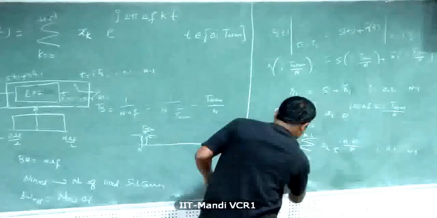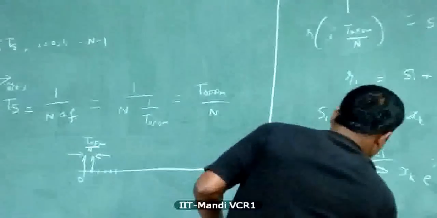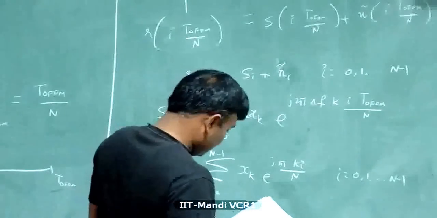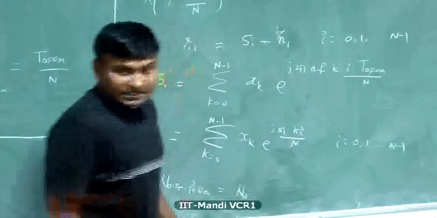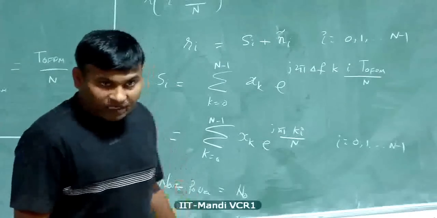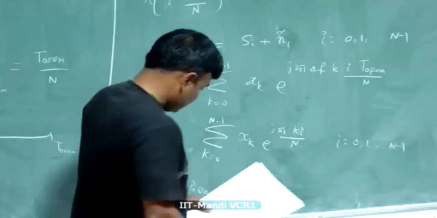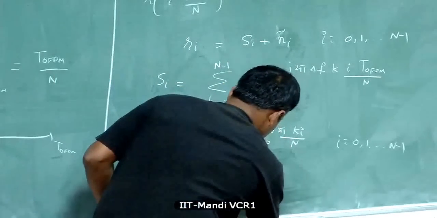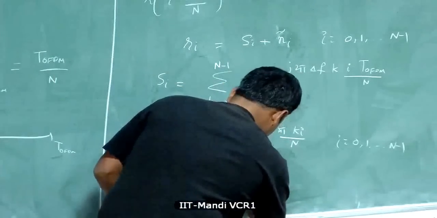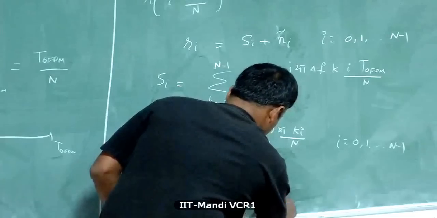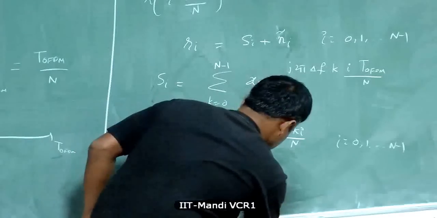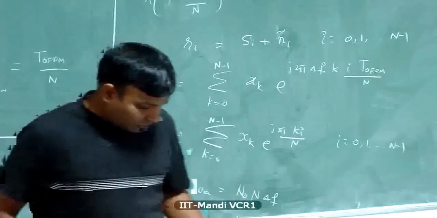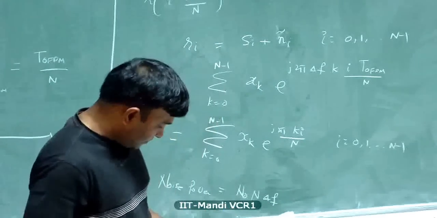That is, the effective noise power after ADC would be N naught, the noise power spectral density, multiplied by the bandwidth. What is the bandwidth here? N times delta F. That would be the effective noise power.